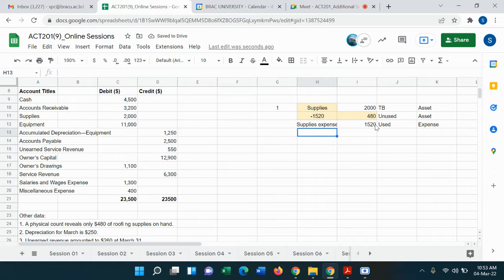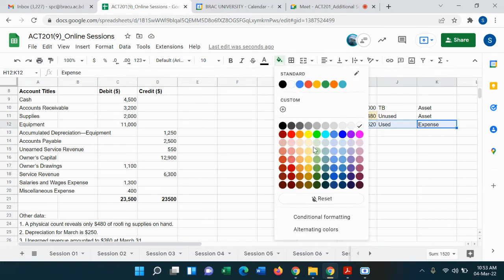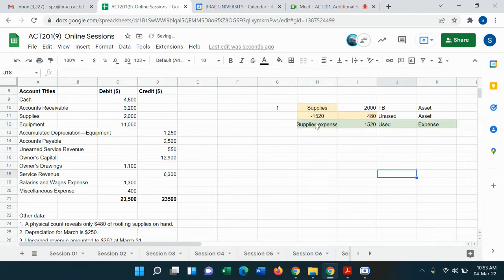We have not recorded this expense yet. Now we have to record this expense, so we have to handle these two accounts. One is we need to record the supplies expense, and we have to reduce the supplies.